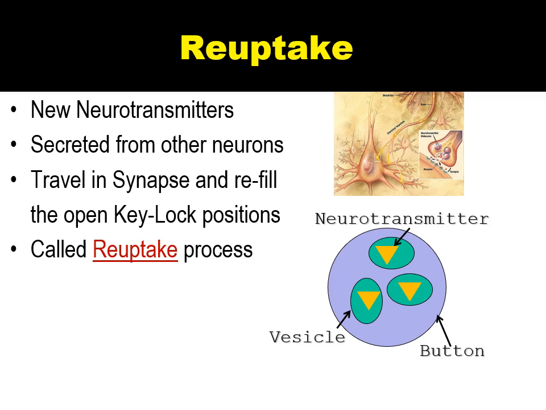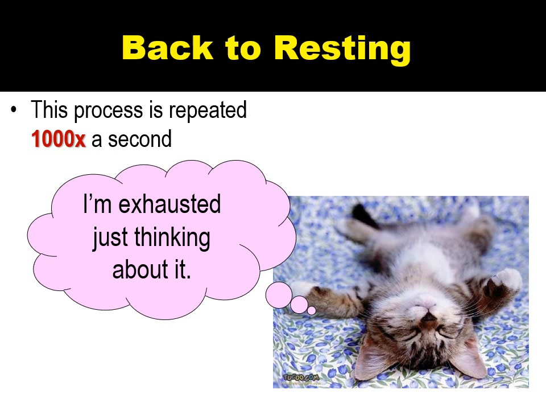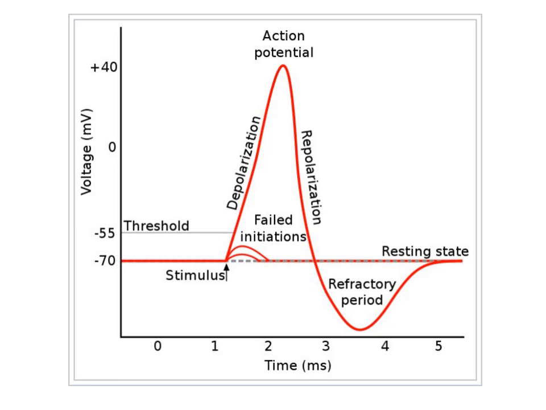We reuptake new neurotransmitters. And this process is repeated 1,000 times a second. So if you're exhausted, imagine your poor little body. This is why we're so tired at the end of the day, right? Because 1,000 times a second, we are doing this entire process over and over again. And this is what it looks like. We're going to look at this chart more in class.